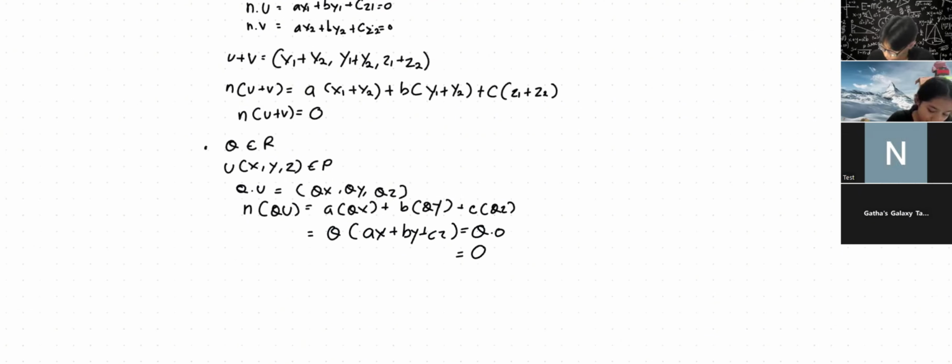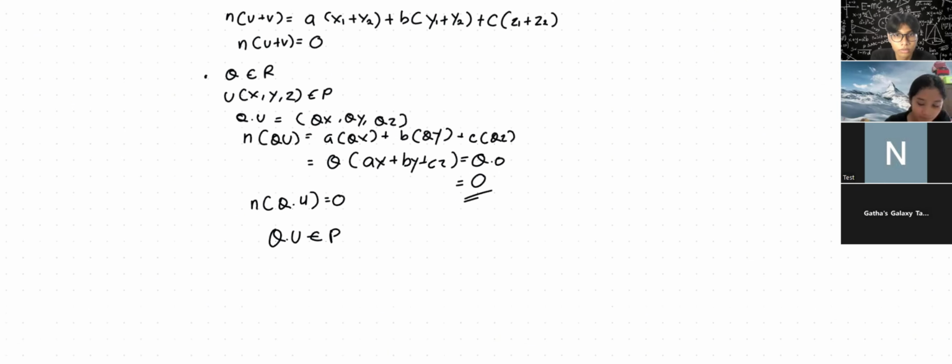Now, since N times Q times U like this equals 0, we can say that QU is an element of P, making P closed under scalar multiplication. Okay, so we have solved 3 questions here. I'm going to give the rest to my partner.